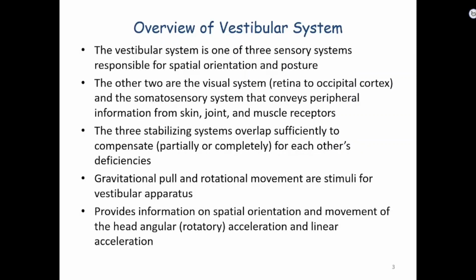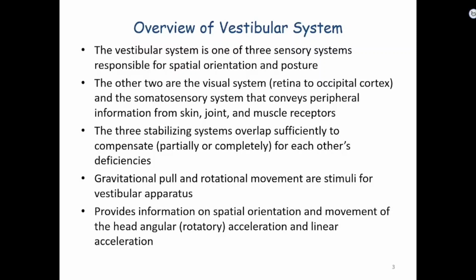So the vestibular system is basically one of the three sensory systems which is responsible for your spatial orientation and posture. It's not the only system responsible for your spatial orientation. You have two other sensory systems. One is vision, and the other is your somatosensory system, which is bringing the information from your joints and your tendons, about where your body is located or what the orientation of your body is.